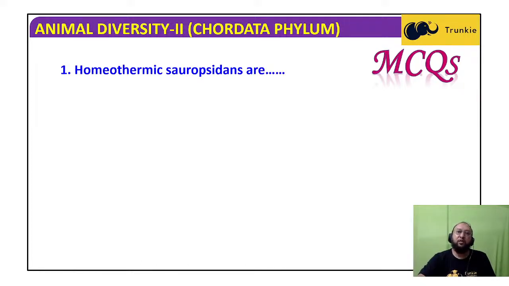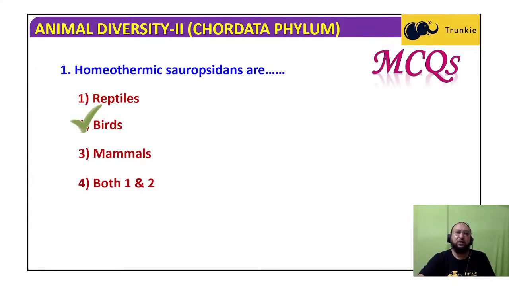Homeothermic sauropsidans are reptiles, birds, mammals, or both 1 and 2. It is birds. Homeothermic sauropsidans.